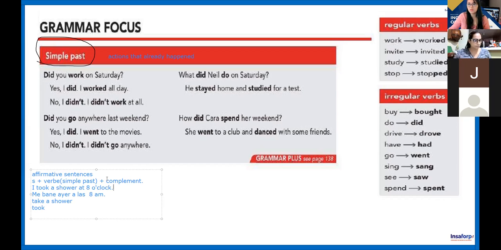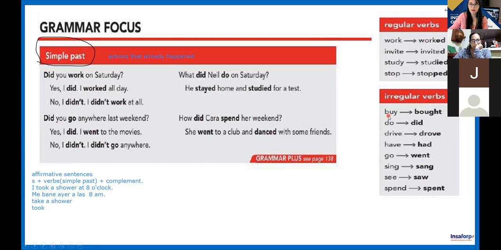Ok, no sé si hay dudas with this part. No sé si hay dudas, questions. No. So, entonces les decía que tenemos two types of verbs. Los verbos que son regulares, los regulars, y los verbos que son irregulars. En el caso de los verbos regulars, we are going to add ed to the verb. For example, work, worked. Invite, invited. Study, studied. Stop, stopped. Si tenemos un verbo que es irregular, nos lo debemos de aprender. There is no other way.